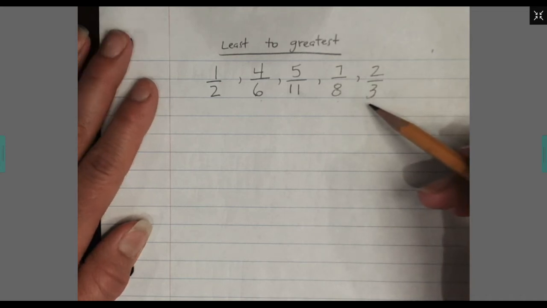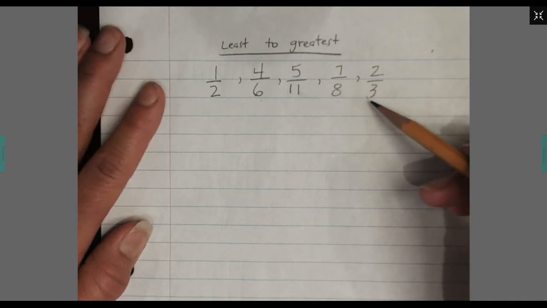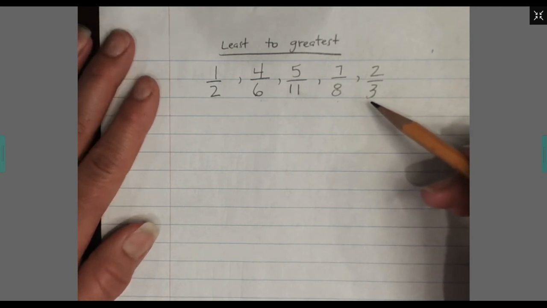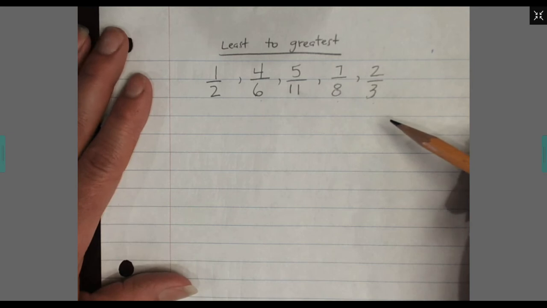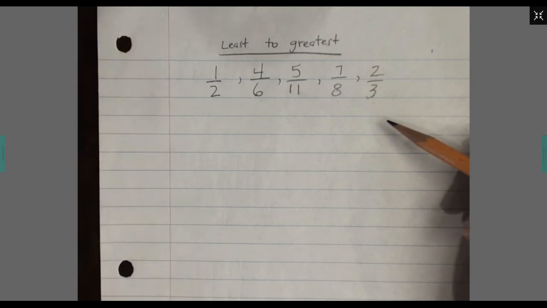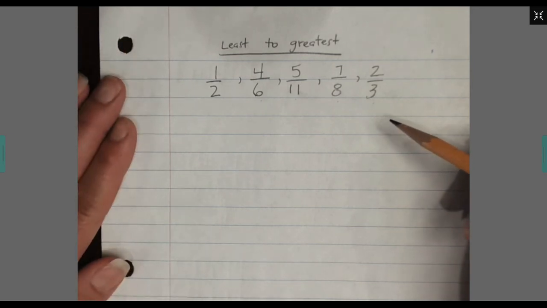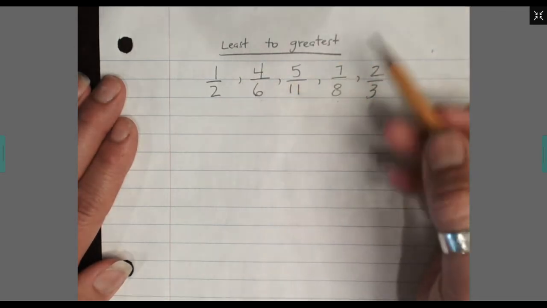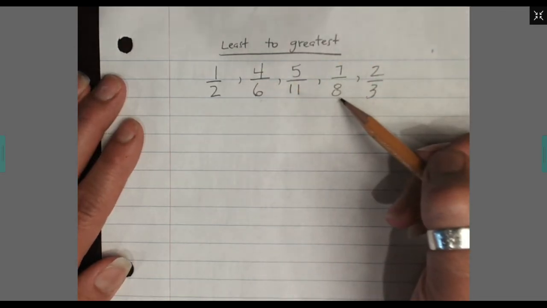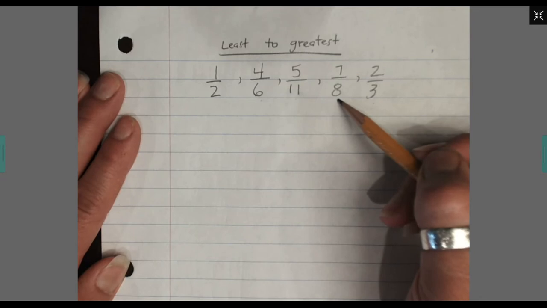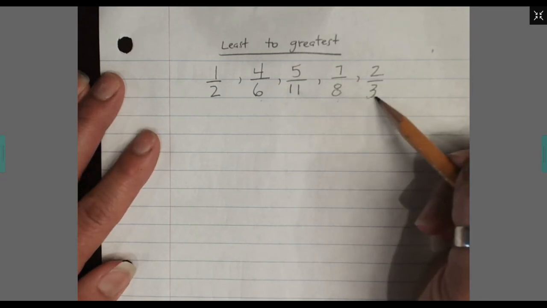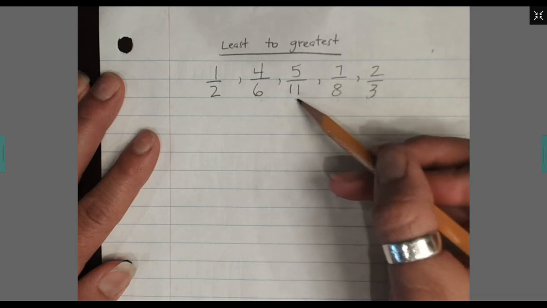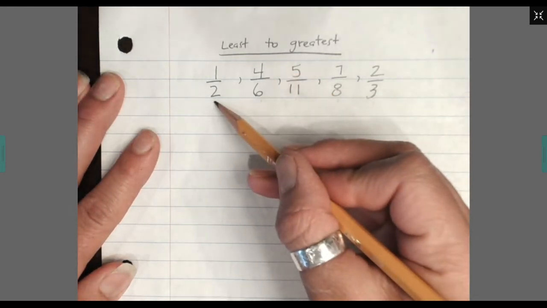And also something I forgot to mention is that we are going to be making common denominators as well to help us order them. So right off the bat, is there one that stands out that might be the least or the greatest? So to me, I noticed that 7/8 is pretty close to one whole because it's only 1/8 away from being one whole. So let's see if there's any others that are as close to one whole.